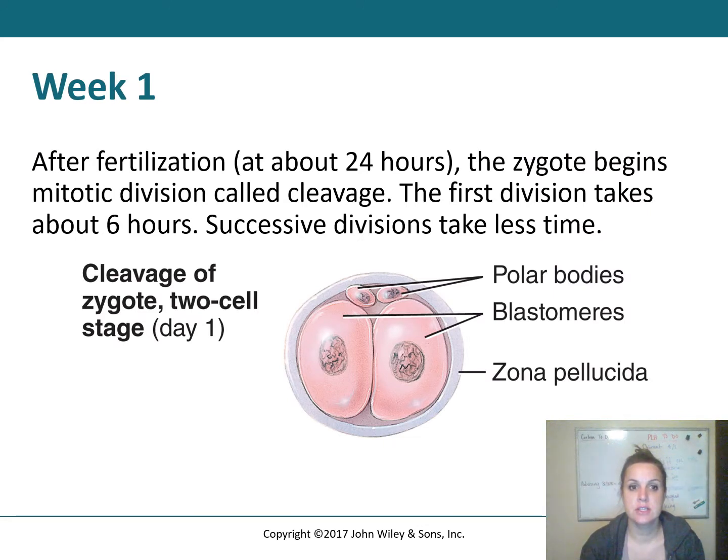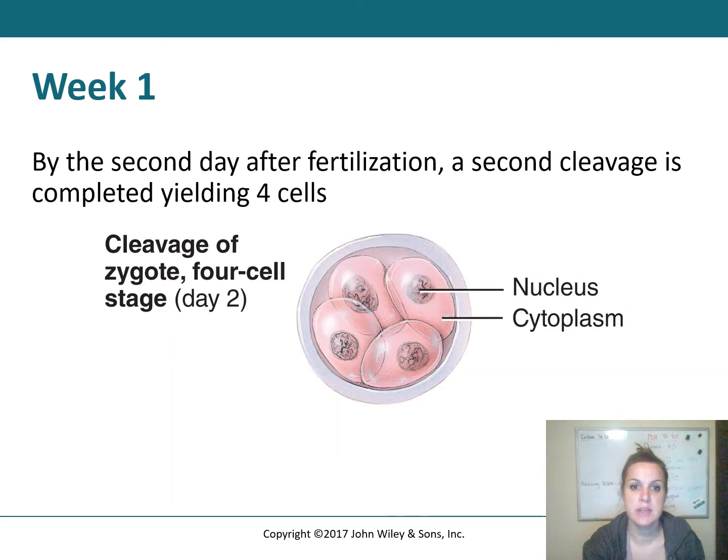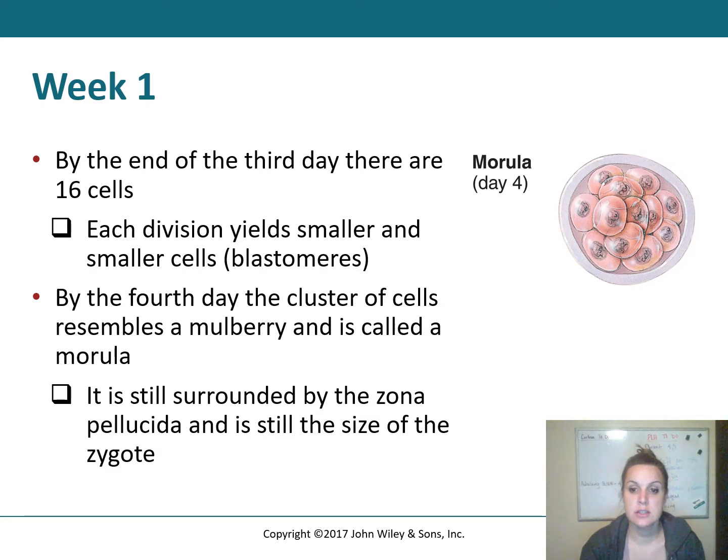After fertilization, the zygote begins a series of mitotic cell divisions called cleavage. The first cell division takes about 6 hours, and then successive divisions take less time. By the end of the second day after fertilization, a second cleavage yields 4 cells. Then the cells divide again and again, so that by the end of the third day there are 16 cells, and each division causes the cells to get smaller and smaller. Those cells are called blastomeres.